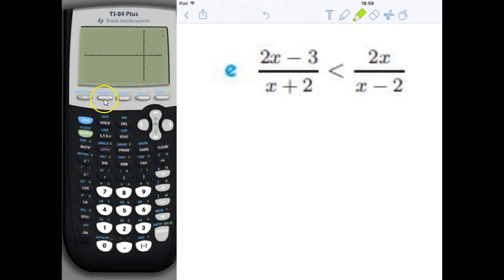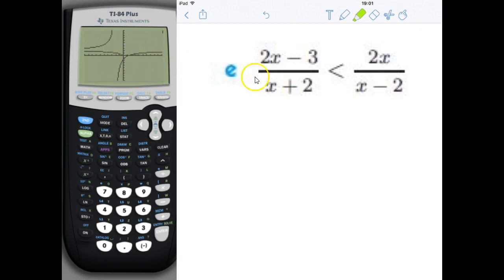Oh, and let's change the window size to the regular window size. Hold on a second. Reg window size, or zoom, let's change it to zoom standard, which is number 6. Zoom standard makes it go back to -10 to 10, -10 to 10.